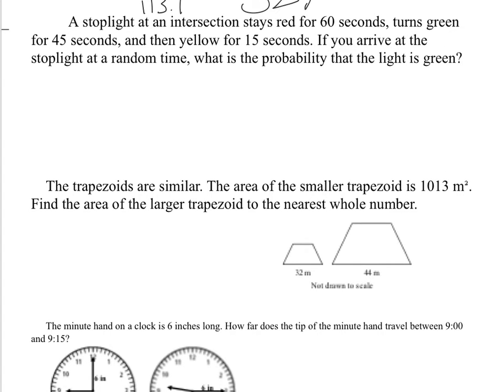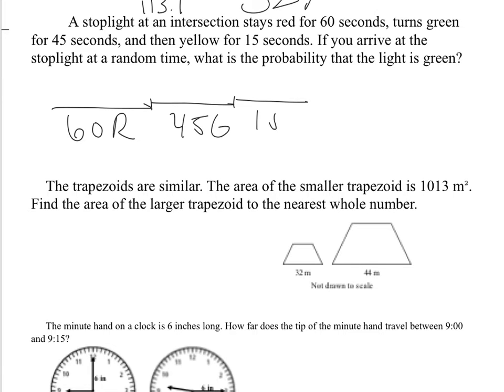Stoplight. I'm going to draw a picture here. I'm going to say 60 seconds for red, and then it's 45 seconds for green, and then it's 15 seconds for yellow. And it's asking, what's the probability that the light is green when you go through the stoplight?